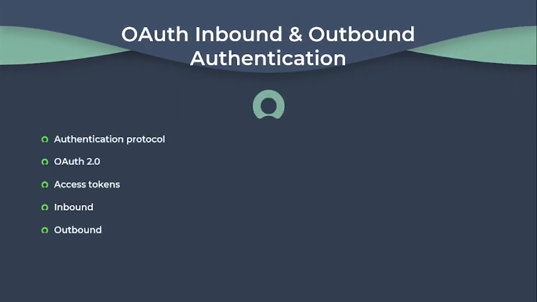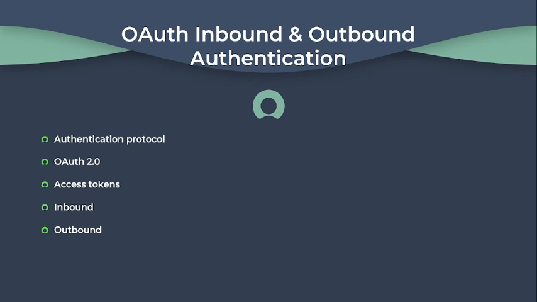Then OAuth inbound and outbound authentication. OAuth-based authentication validates the identity of the client that attempts to establish a trust on the system by using an authentication protocol. OAuth 2.0, open authorization, is the industry standard protocol for authorization that focuses on client developer simplicity while providing specific authorization flows for web applications, desktop applications and mobile devices. It is a standard that is designed to allow a website or application to access resources hosted by other web apps on behalf of users.